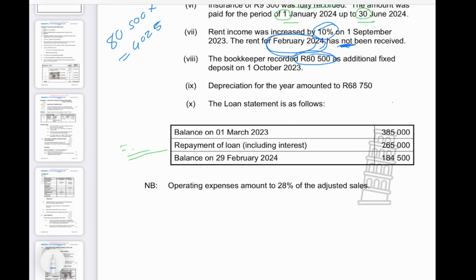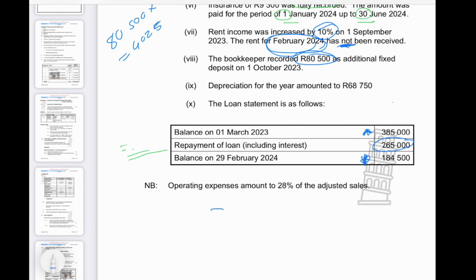So what they are basically telling us is that at the beginning of the year, we were owing a loan amount of 385,000. And then we made a repayment of 265,000. But in this 265,000, there is interest on loan. And then at the end of the year, we had a loan amount of 184,500. So now we are trying to find how much interest has actually been paid.